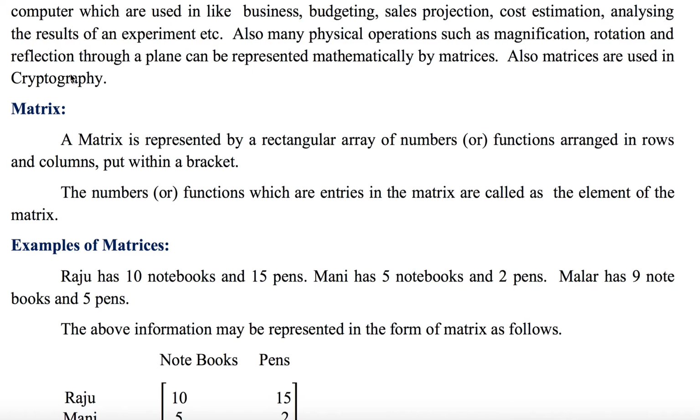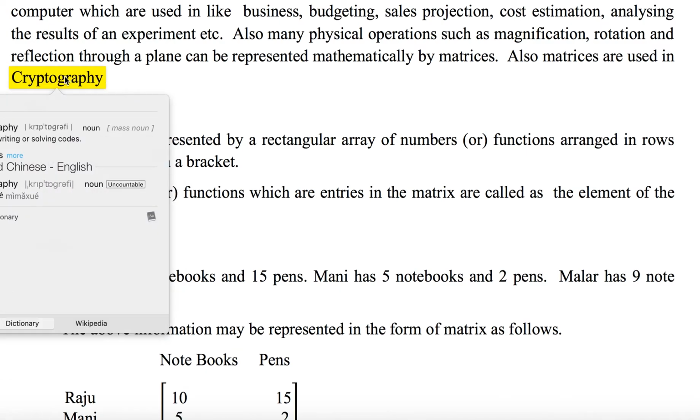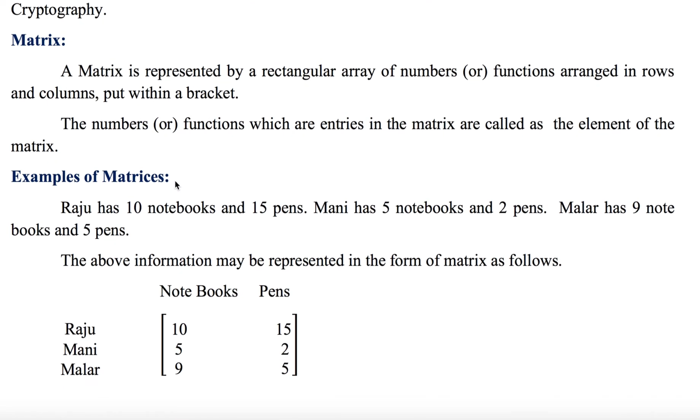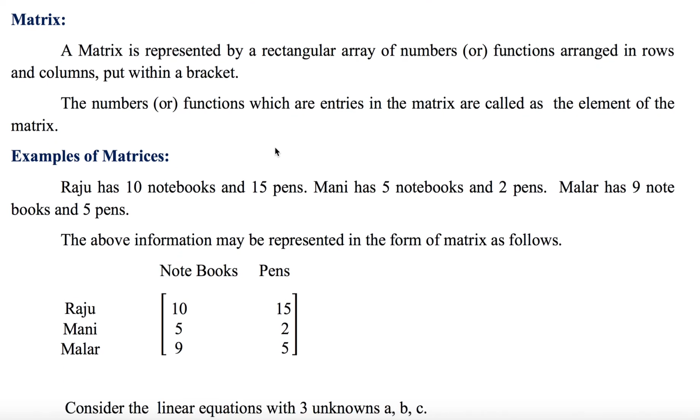What is cryptography? The art of writing or solving codes. That is cryptography. A matrix is represented by a rectangular array of numbers or functions arranged in rows and columns put within brackets. The numbers or functions which are entries are called elements of the matrix. For example, if this is a matrix, every single digit is an element of the matrix. This is an example of a matrix.